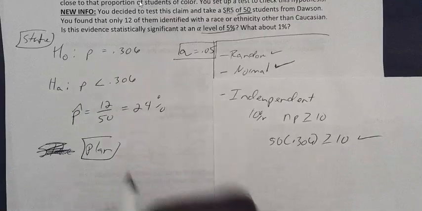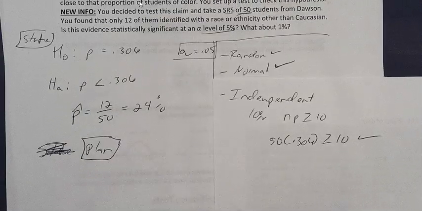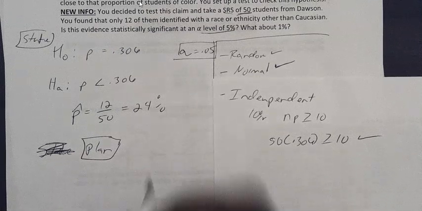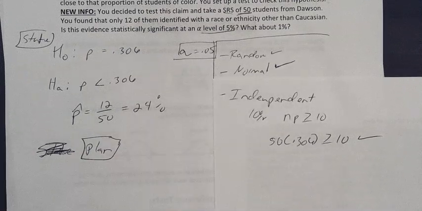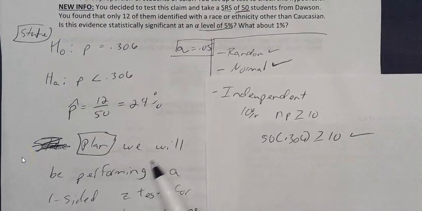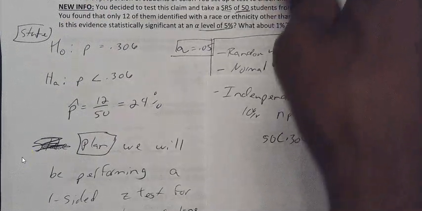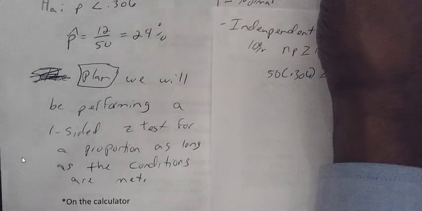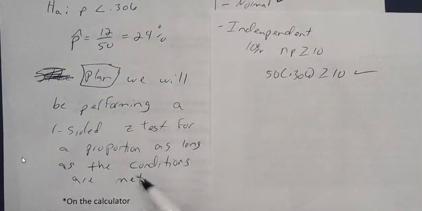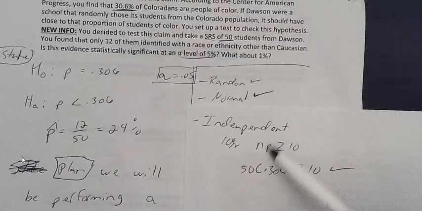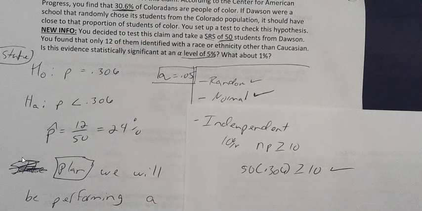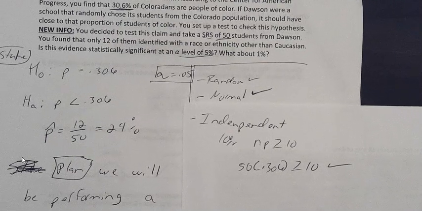If this is a non-multiple choice part, so a short answer, we need to write our plan. We're just going to say our plan is we will be performing a one-sided z-test for a proportion as long as the conditions are met. And we just looked at the conditions, and all the conditions were met. So from there, let's actually do it. So let's actually get to the math.